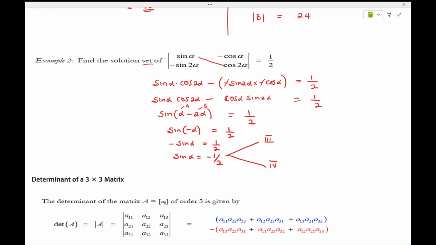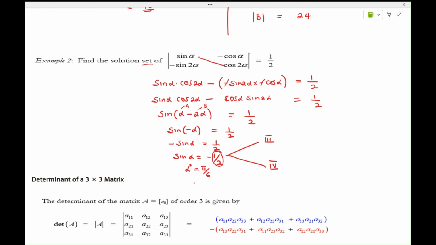and quadrant 4, right? So the first thing you need to do is get a reference angle, right? You can say an angle in the first quadrant whose sine, I can call it alpha star, is equal to 1 over 2. And what is that alpha? That alpha is pi over 6, which is 30 degrees. So alpha star here is pi over 6. You can call this your reference.